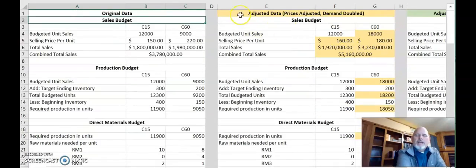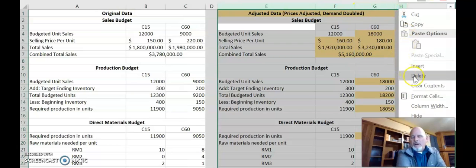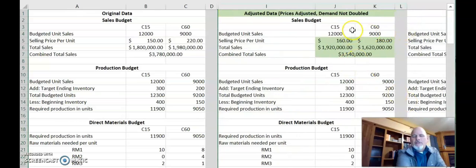So we took that and looked at what would happen if we only increased the price of the C15, and we also lowered the price of the C60, but what if we didn't get the benefit of doubling our production? So we looked at that extreme to see what our outcome would be.